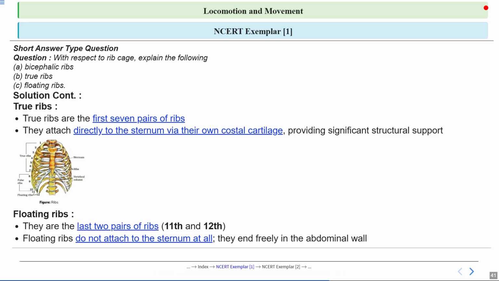Now, floating ribs are the lowermost ribs in the human body that do not connect to the sternum, unlike the true ribs. So instead, they end freely in the abdominal wall without any direct attachment to the sternum, providing less structural support to the rib cage compared to the other ribs.